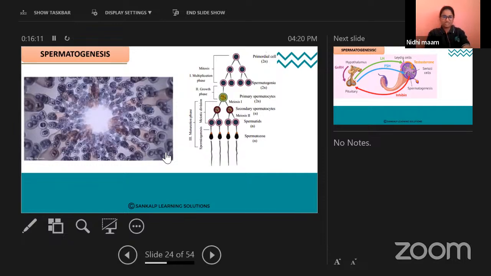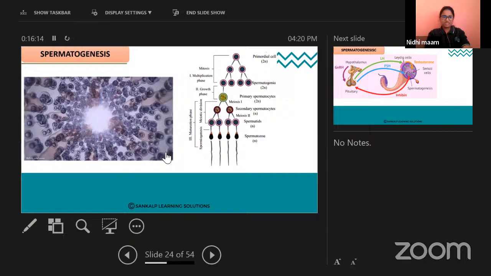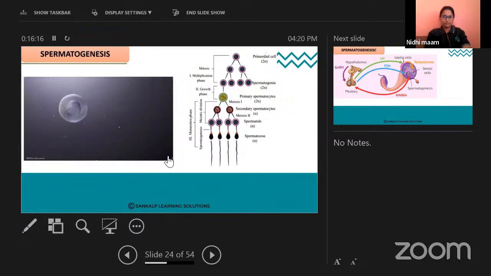The brown colored cells are the Sertoli cells. The cells grow gradually into primary spermatocytes, preparing to divide into cells half their size.